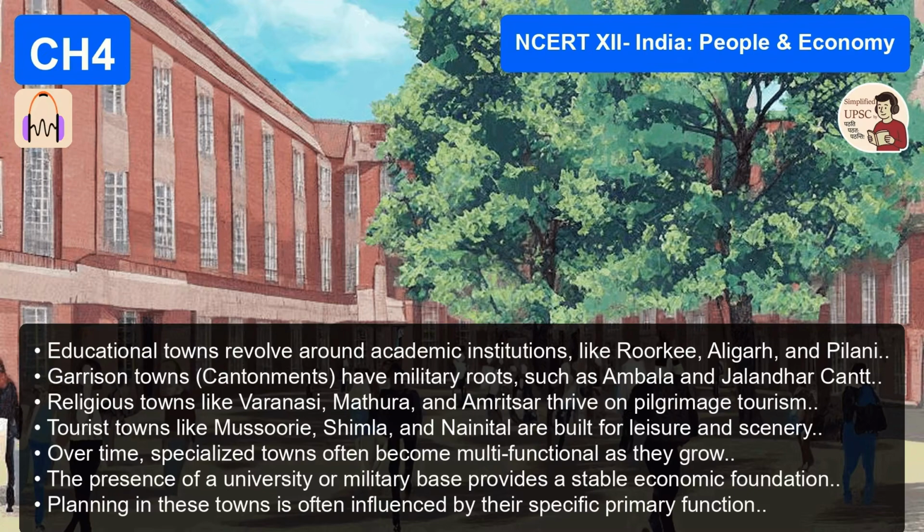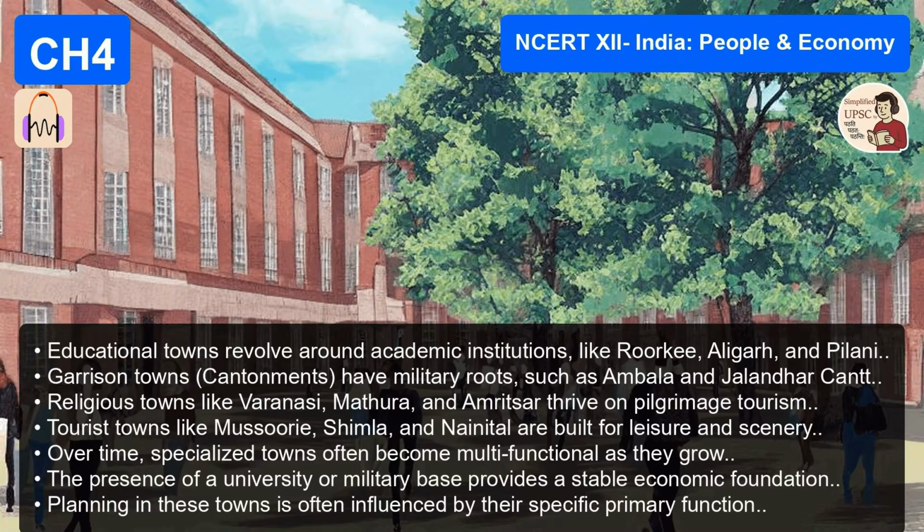But like we said at the start, these lines blur over time, right? They absolutely do. Shimla is the perfect example. It started as a tourist resort town for the British, but now it's also an important administrative capital. As cities grow, they become these complex, layered organisms. You can't put them in a single box anymore.